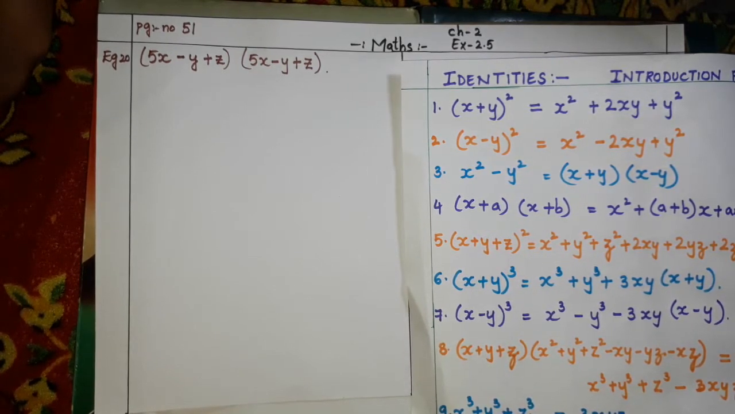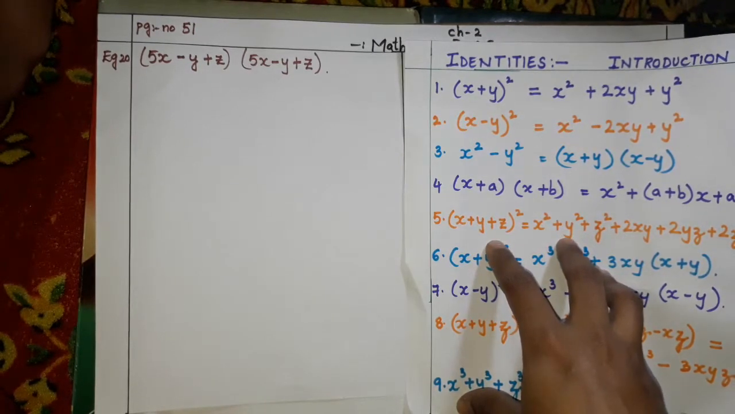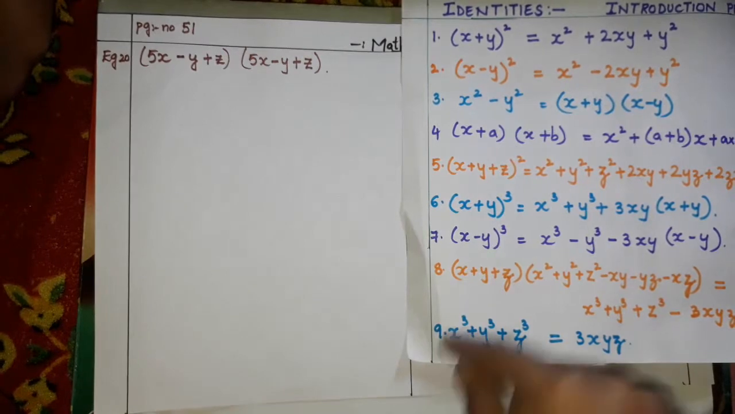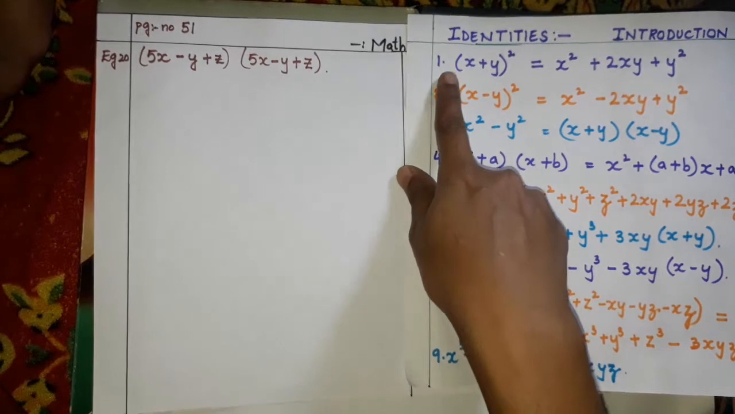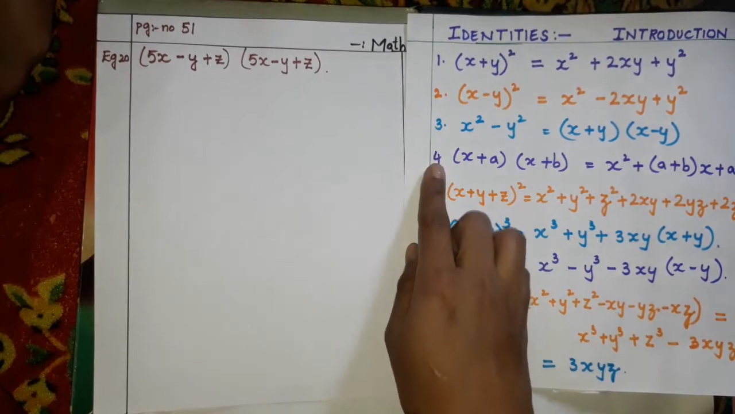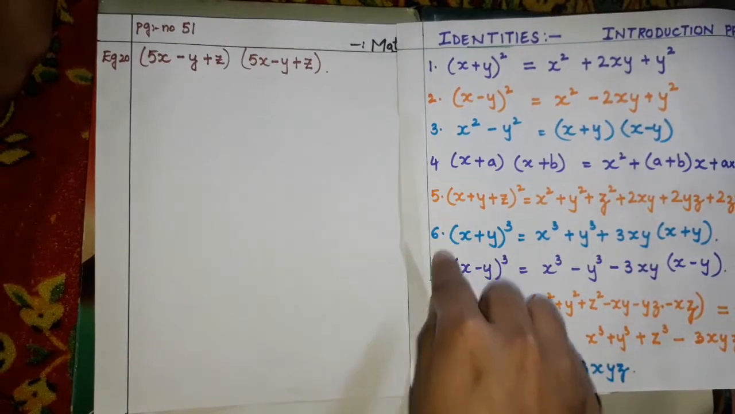Yes children? Okay. In the last class we took example 18 and you did exercise 2.5 first bit, second bit and third bit as homework. Yes children? In today's class I am going to explain example 20. Before that, I said this complete exercise is related to these identities. You have 9 identities. In the last class we took identities 1, 2, 3, 4. In today's class we are going to discuss identities 5, 6, 7 sums children.